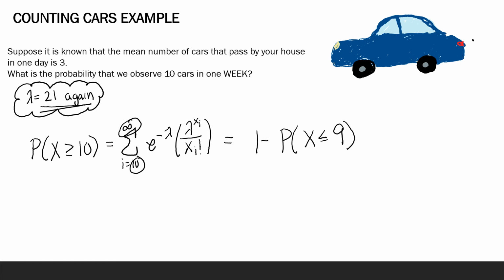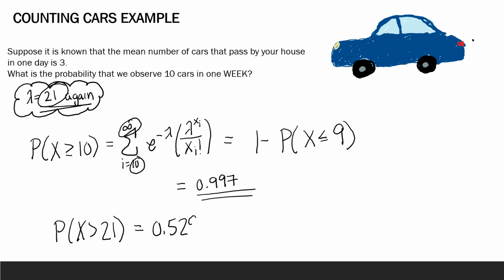Now, this is a long and tedious calculation, but using software like R or available tables, this calculation actually comes out to 0.997. And this seems to align with our intuition that we would obviously observe at least 10 cars when the mean is 21 in a week. On the other hand, if we looked at the probability we observe more than 21, so more than our mean, it actually comes out to 0.529. So it's basically up to a coin toss if we observe more than the mean for this problem.